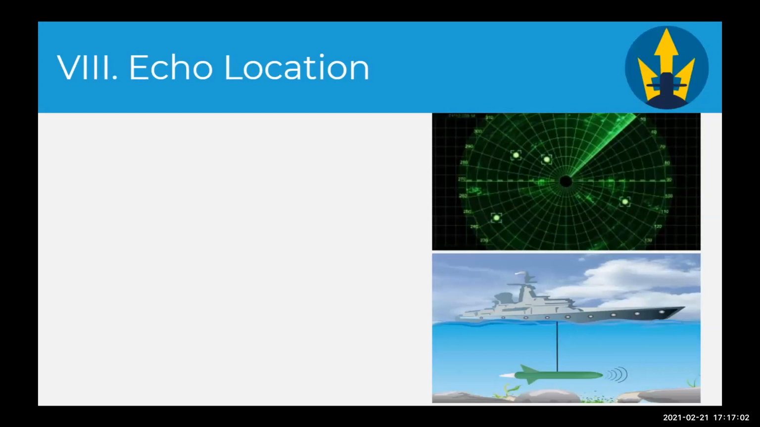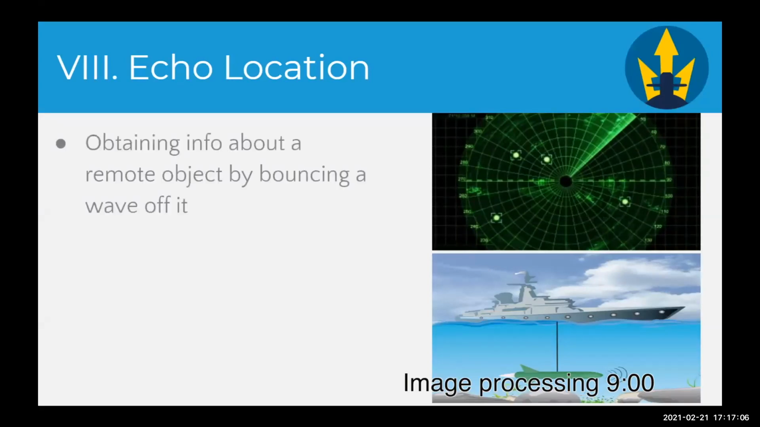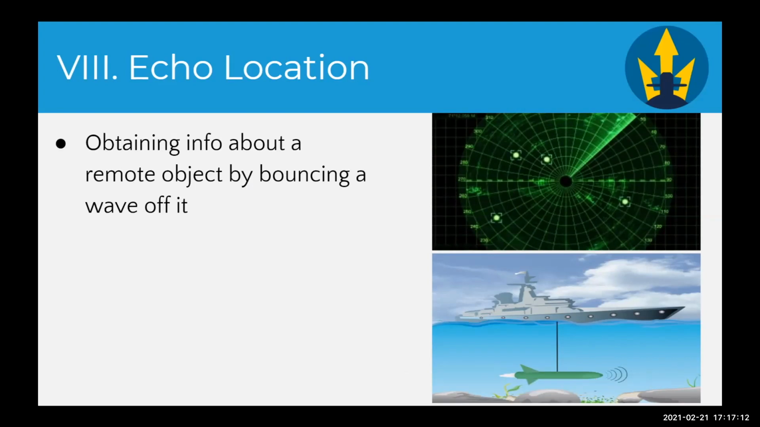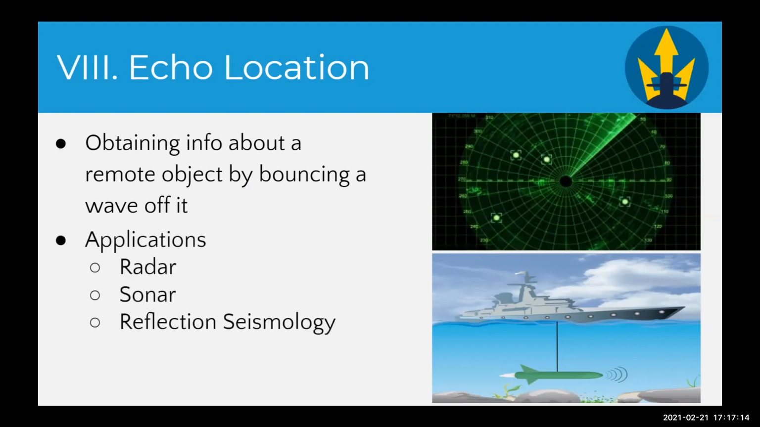Another field of DSP is echolocation. This is the process of obtaining information about a remote object by bouncing a wave off of it. Three main applications include radar, sonars, and reflection seismology. Radar is radio detection and ranging.